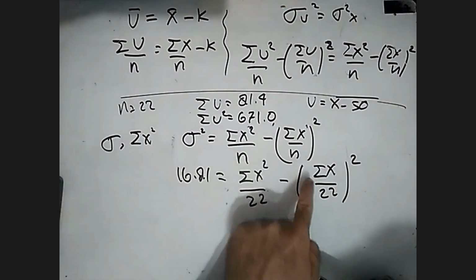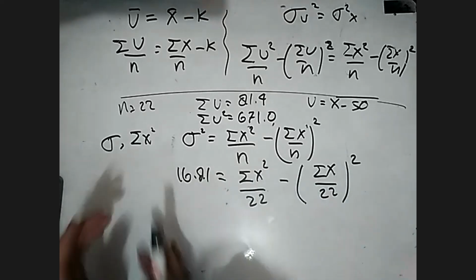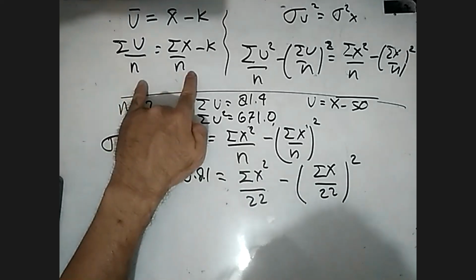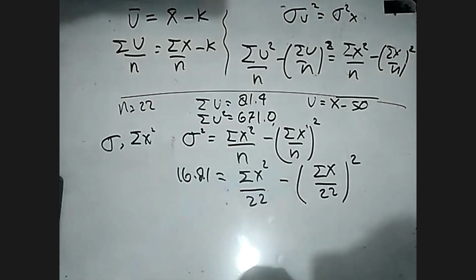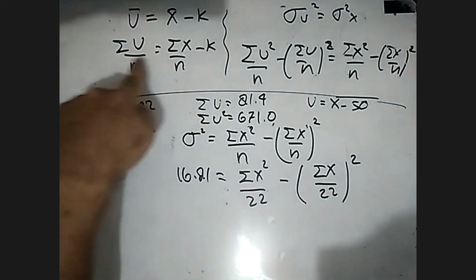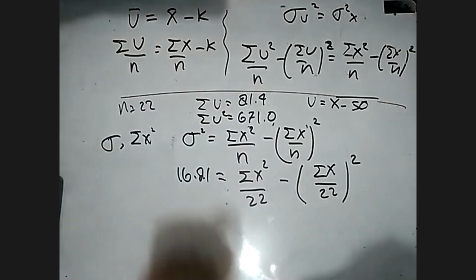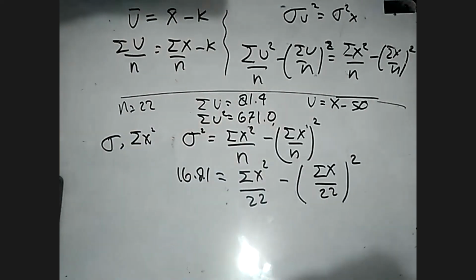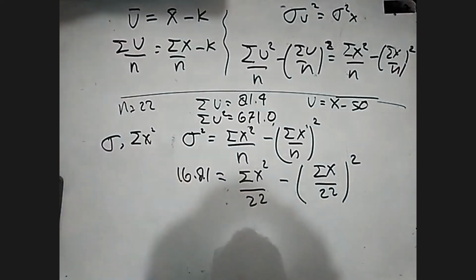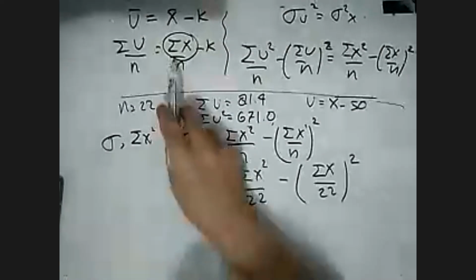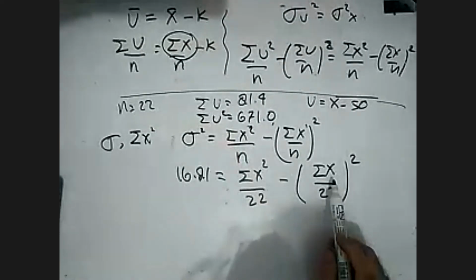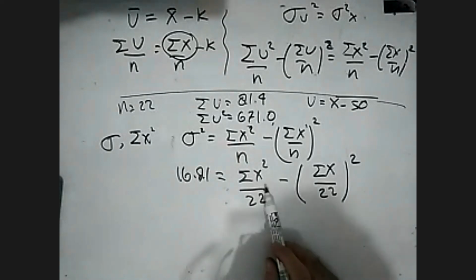So how to find this? Let's do a calculation using this. In this case, we know k, that's going to be 50. We know sigma u, that's going to be 81.4. So we can use back calculation to find sigma x here. The value of sigma x we're going to put here, and we can calculate sigma of x squared. That's the strategy.